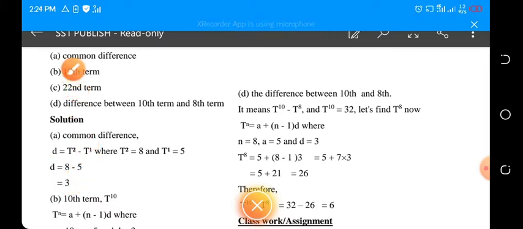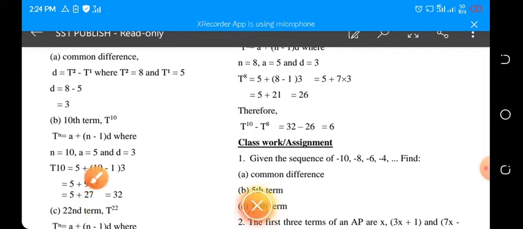Now the second question, find the 10th term. We have known our first term and common difference, so for us to find the 10th term, it will be easy and simple. Write out your formula, which is Tn equals A plus (n minus 1)D. Our n now is 10, our A is 5, and our common difference is 3. Substitute all these values into the equation, then we get 5 plus (10 minus 1) times 3. 10 minus 1 gives us 9, 9 times 3 gives us 27, plus 5 will give us 32. That is the 10th term.